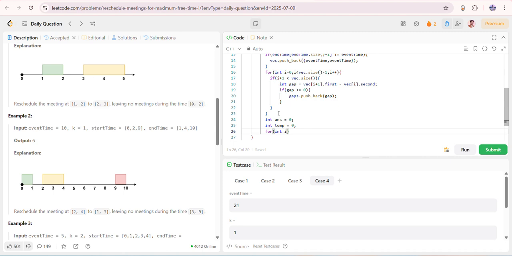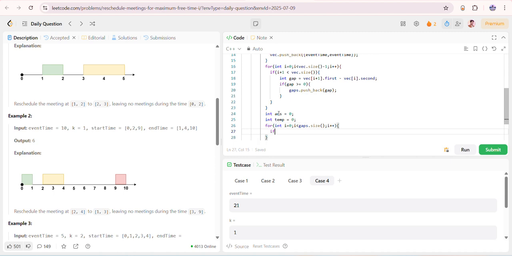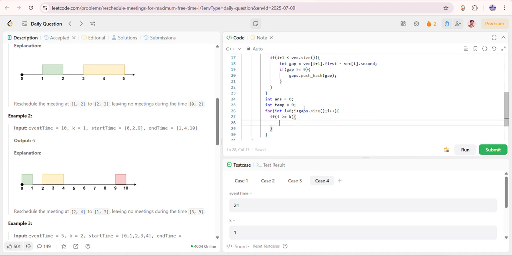I think you would have understood if you have heard my conversation with focus. Actually again I am getting this. So if i is greater than or equal to k, this means that now we have k gaps. Okay, first of all, i smaller than k, meaning we do not have enough gaps.